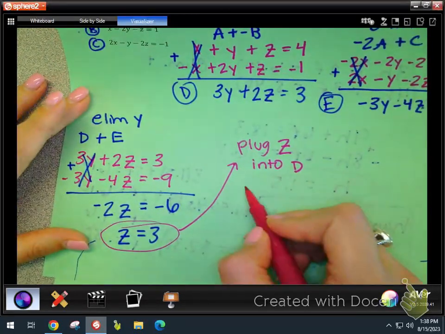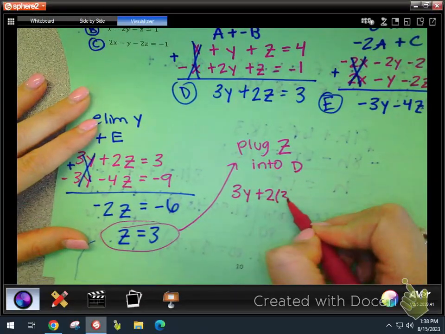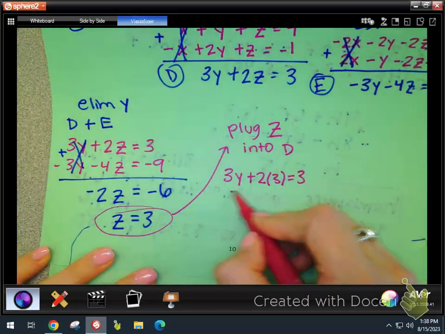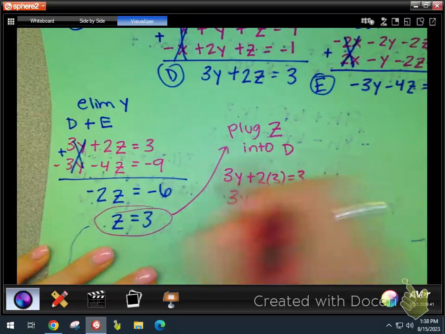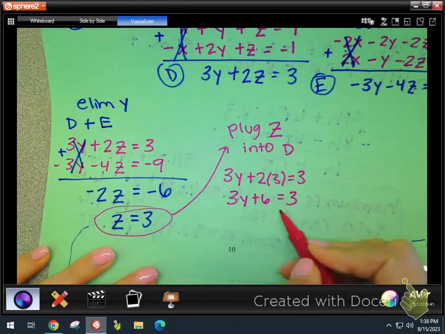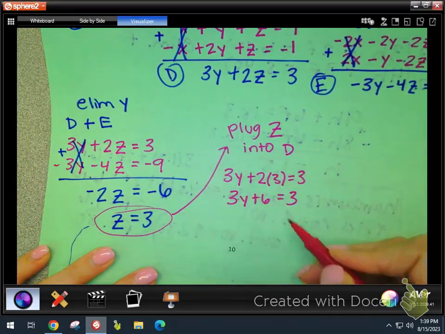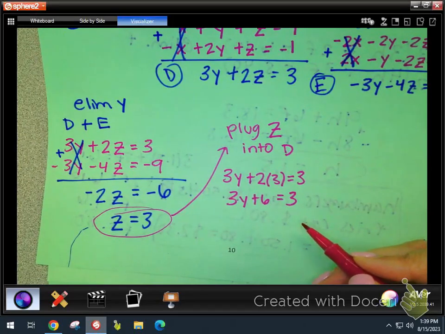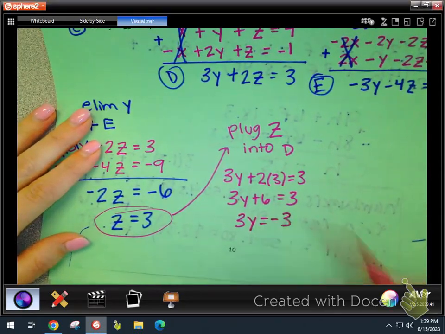Okay, so we've got, what did I say, D? 3y plus 2 times 3 equals 3. 3y plus 6 equals 3. Remember, there is value in showing me what you're doing. If this first number is wrong, it's all going to be wrong. But I'm looking at process. Do you know the process? Arithmetic mistake is not going to be that many points. Process mistake is. Okay? Subtract that over. 3y equals negative 3. Y equals negative 1.